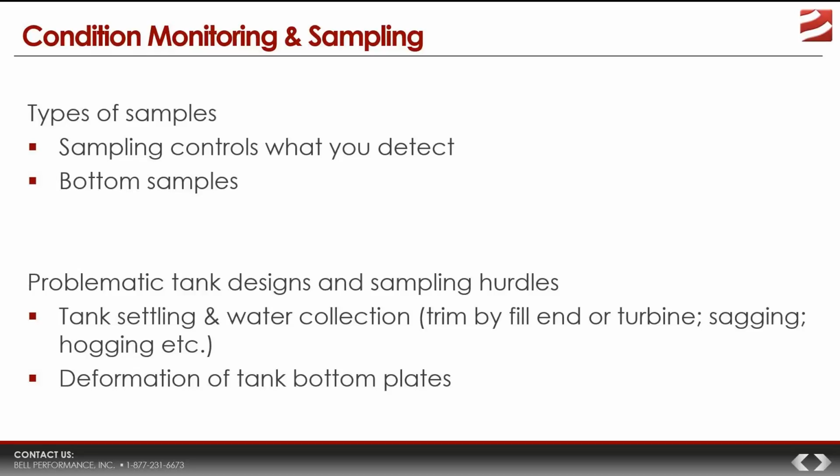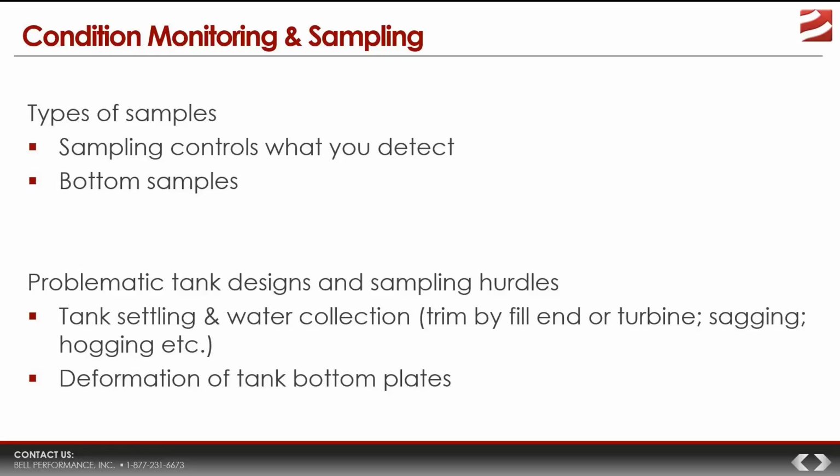The fill end is the lowest point. The water has built up and moved down to the fill end. You can get it out. It's easiest to remove there. But the opposite, trim by the turbine end, it's a lot more difficult to get that water out because you don't really have access to it.